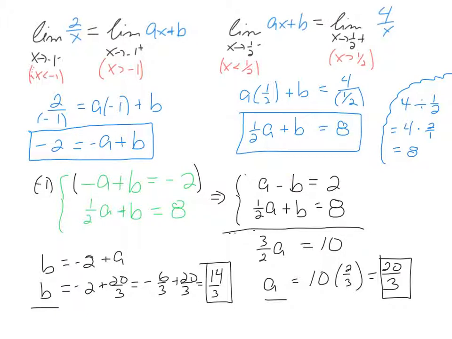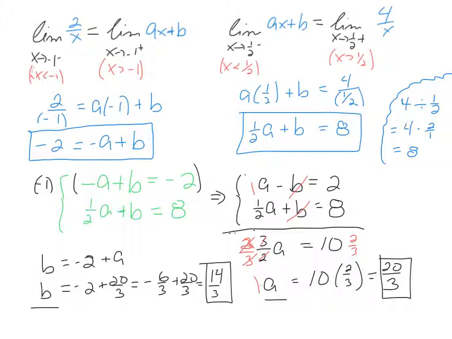The reason I did that is because when I add these 2 equations together, I want the b's to cancel. When I add these together, I have a 1 in front of this a, and I add that to 1/2, and I get 3/2 a, and then 2 plus 8 is 10. Then I'm going to multiply this 3/2 by 2/3, and I'll multiply this side by 2/3, and I'll get a coefficient of 1 in front of the a, and then 10 times 2/3 is 20/3.